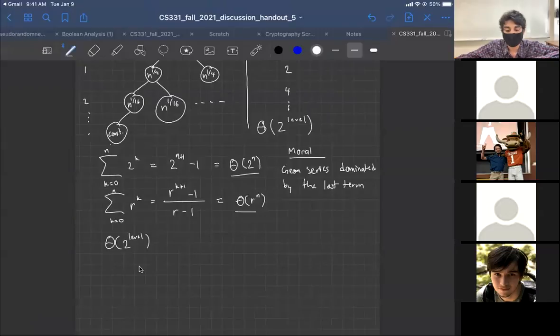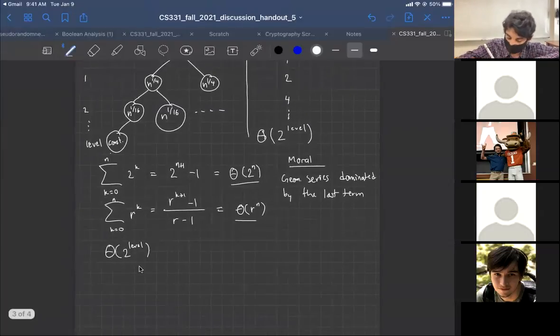But wait, we don't know at what level this ends. That's tricky. We don't know at which level this recurrence ends. So let's observe something. What do we have? We have n. We have n to the 1/4. We have n to the 1/4 to the 1/4. Again, you multiply the exponent, so you get n to the 1/16, n to the 1/64, and so on.